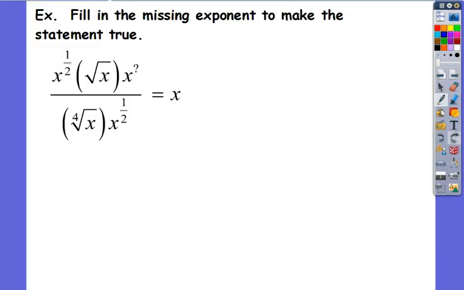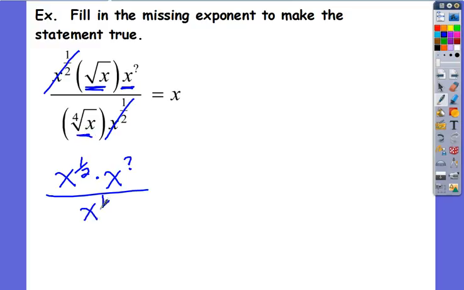Also, I notice I'm multiplying all these terms in the numerator and denominator, and I see x to the 1/2 divided by x to the 1/2. So since I'm multiplying everywhere, I can certainly cancel those. Anything divided by itself is 1. So I'm going to do that right away. And then with this term, the square root of x would just be the same as saying x to the 1/2 power. And then I've got this one in there, x to, I don't know what the exponent is. And then in the denominator, the 4th root is the same as the 1/4 power. And I want all of this to equal x, or x to the 1st power.